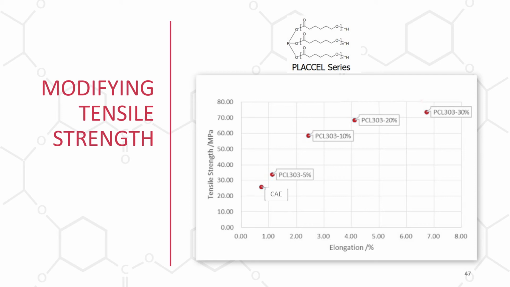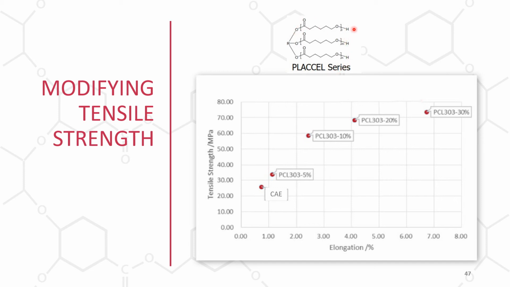What if you want to modify the tensile strength of your coating? In this series of experiments, we have here on this chart on the y-axis tensile strength in megapascals, and on the x-axis elongation in percent. So let's start off with our workhorse cycloaliphatic epoxide, and in this case it's our old friend Celloxide 2021P. It is roughly upper 20s, maybe 28 or so megapascals in tensile strength, and elongation a little bit less than 1. If we add into the formulation PCL 303, and PCL 303 is part of the Placcel series.